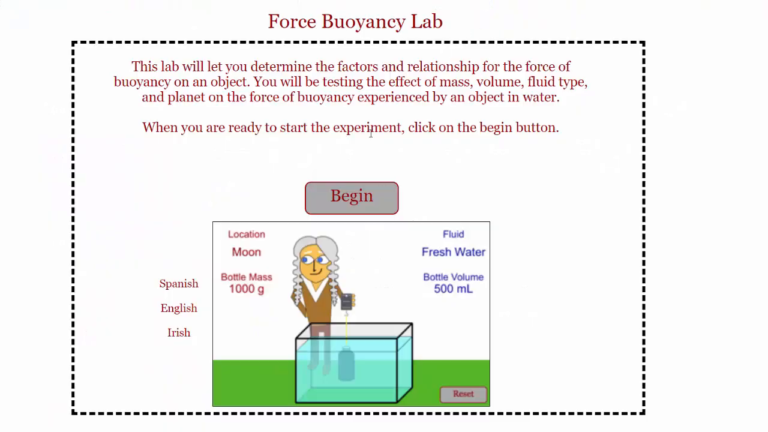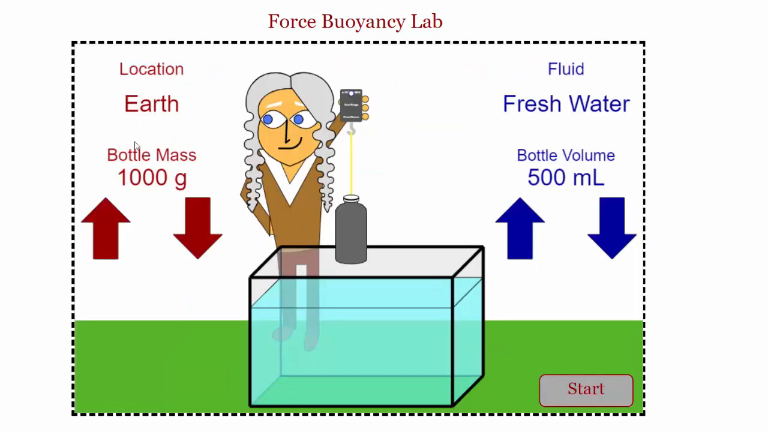This is the simulation page. You'll click on the Begin tab here. You'll keep the mass of the bottle 1000 grams, which is equivalent to 1 kilogram. 1 kilogram is 9.8 Newton. And you'll keep the bottle volume. This is the bottle, the object we are going to submerge in the fluid. We'll keep it at 500 milliliter volume.